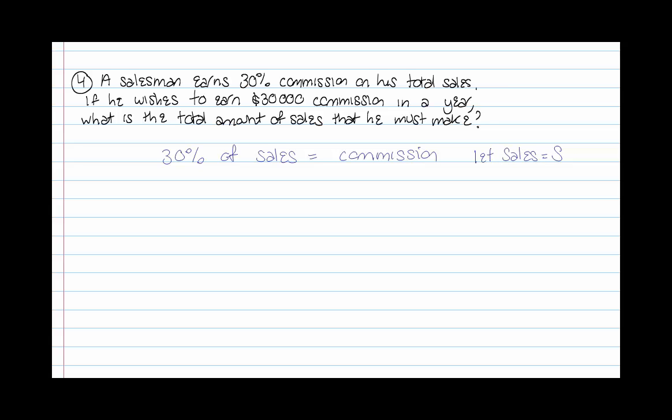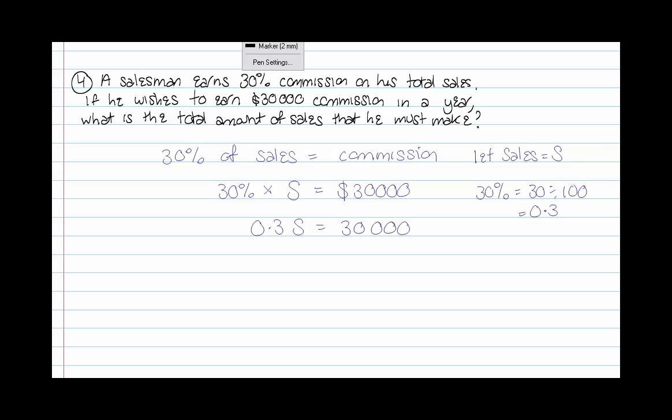So if I rewrite that in mathematical terms, I've got 30% of, which means multiply, sales is S, and commission he told me was 30,000. Now 30% as a decimal is 30 divided by 100, which is 0.3. So now I have 0.3S equals 30,000. I need to find S, so I need to get rid of that 0.3. It's being multiplied, so I divide both sides by 0.3.